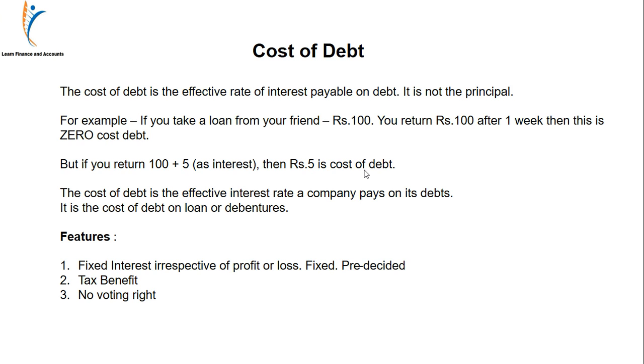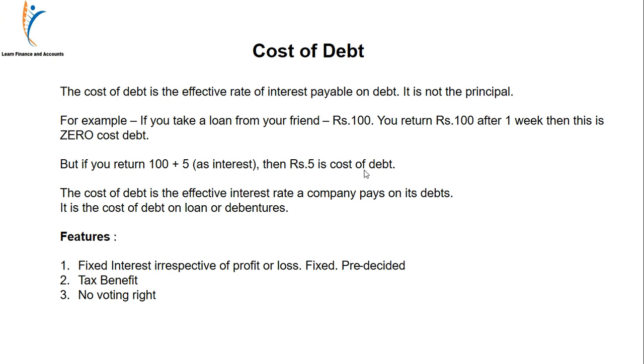The cost of debt is the effective interest rate which a company pays on its debt. So when a company pays interest of 5 rupees, then this 5 rupees is the cost of debt. So it is the cost of debt on loan or debentures. Debentures we had discussed in the previous video. Debentures are issued by a company when they take a loan from the general public.